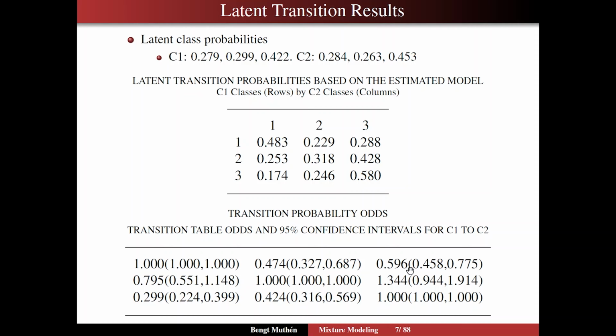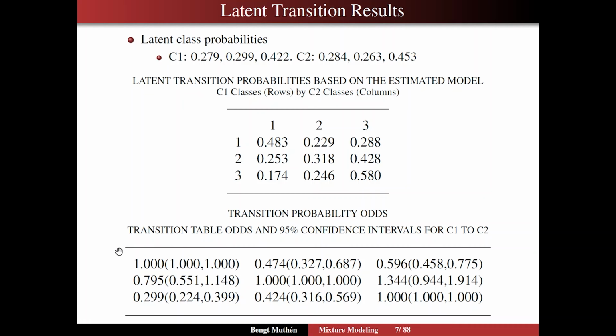The odds for moving to class 3 versus staying in class 1 is a little bit higher, because that probability is a little bit higher. So the key question is if the confidence interval includes 1, making it insignificant, versus not including 1. And the odds can be either smaller than 1 or greater than 1.